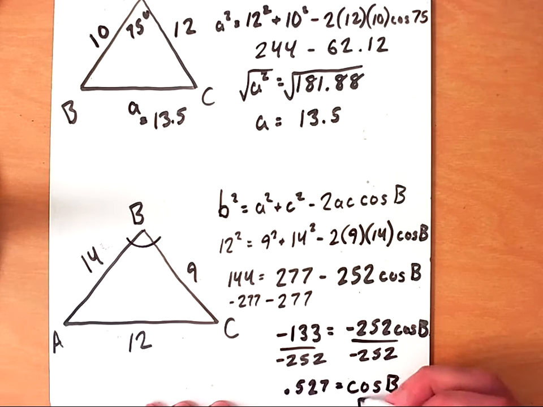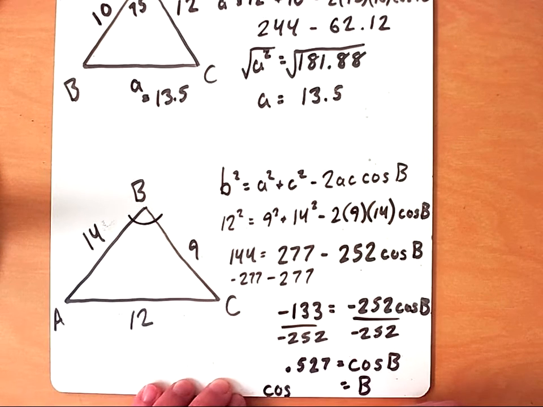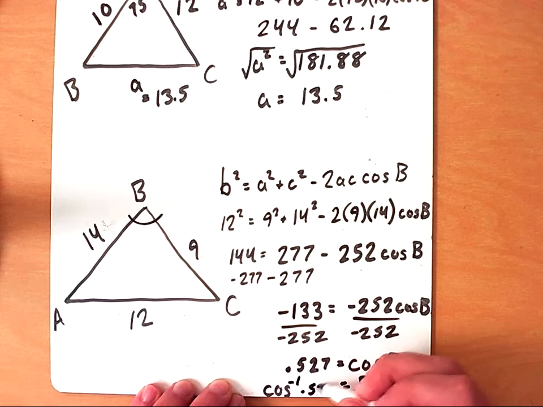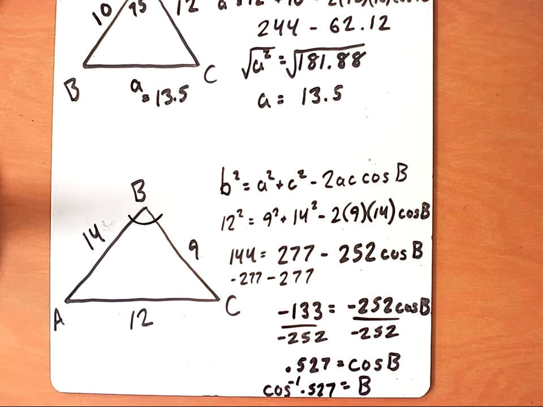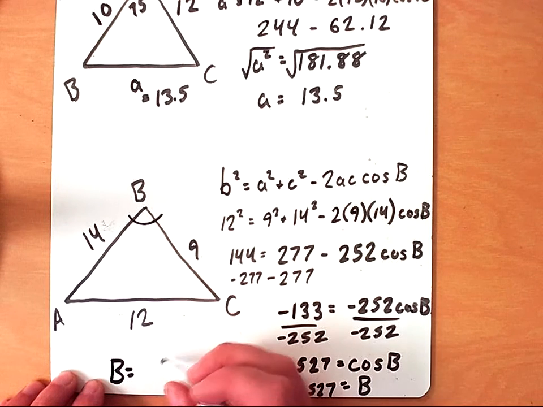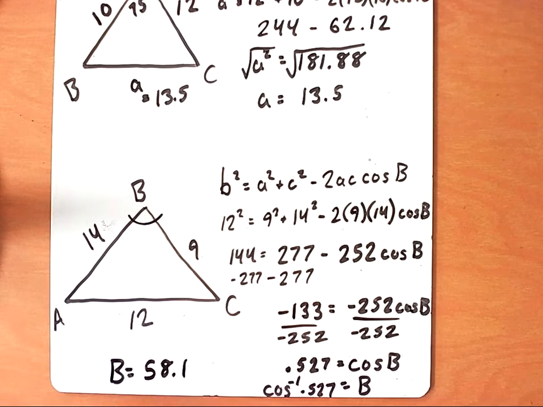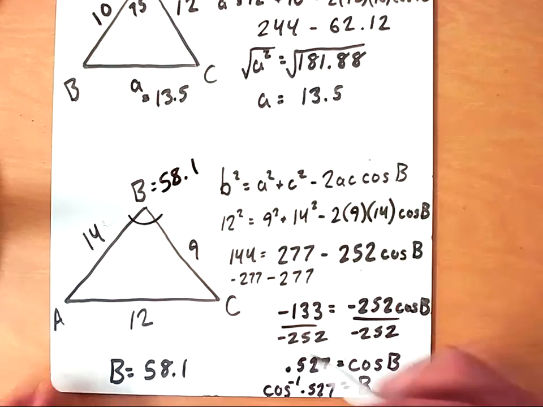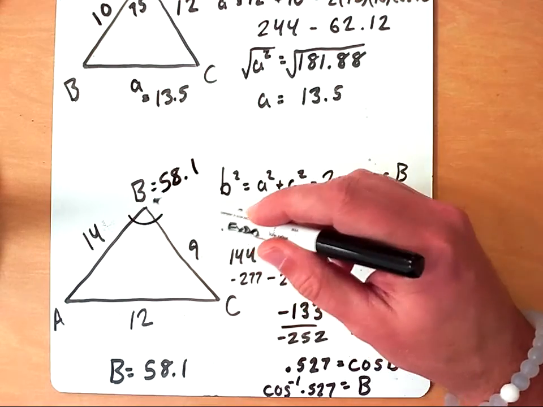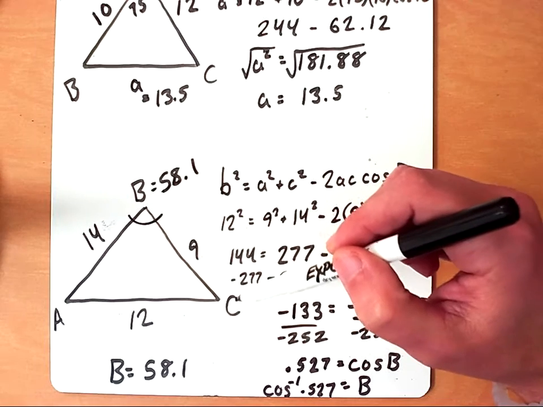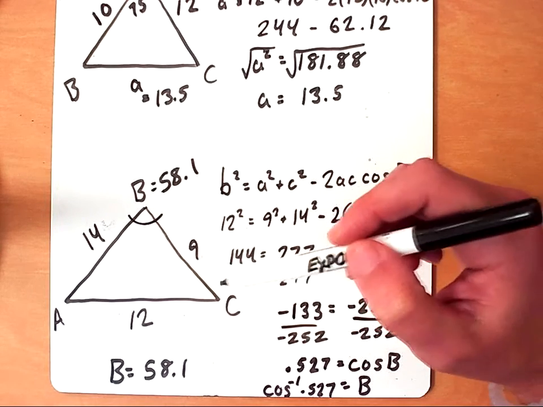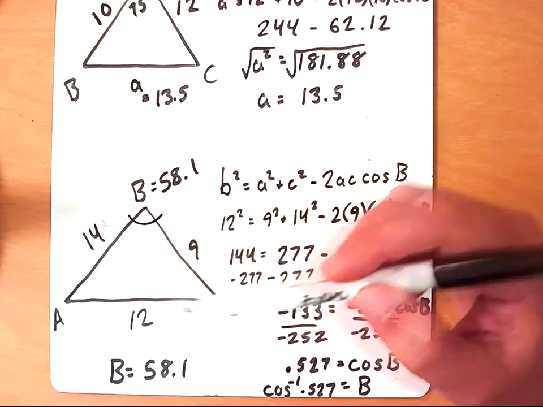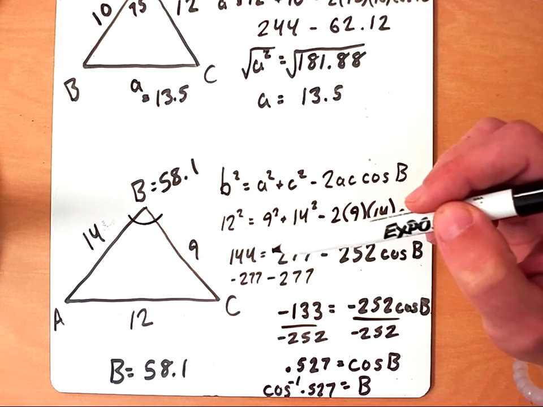So to find out just what angle b equals, we want to take the arc cosine of 0.527. And if you punch that into your calculator, you get that angle B is going to equal 58.1. And so again, now that you have a matching set in our triangle, if we wanted to solve for angles A or C, we could simply use the law of sines at this point and then subtract the two known angles from 180 to find the other angle.